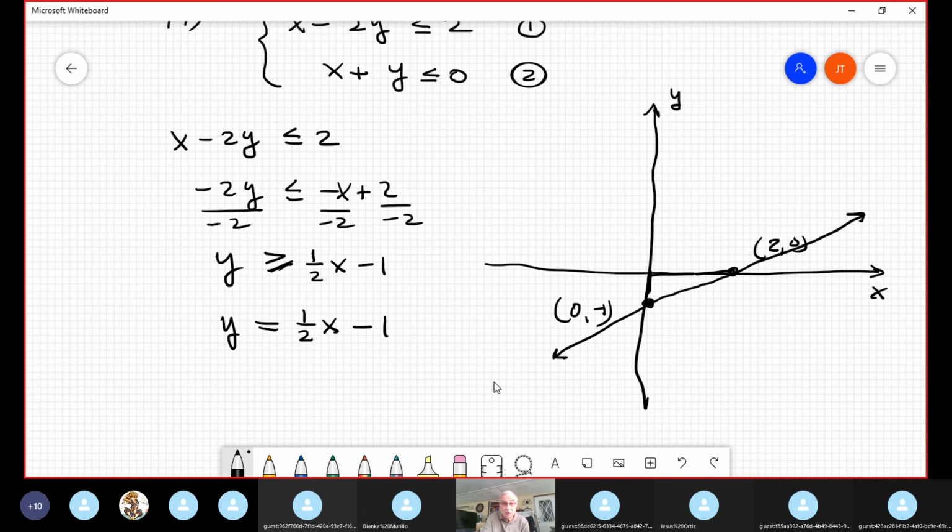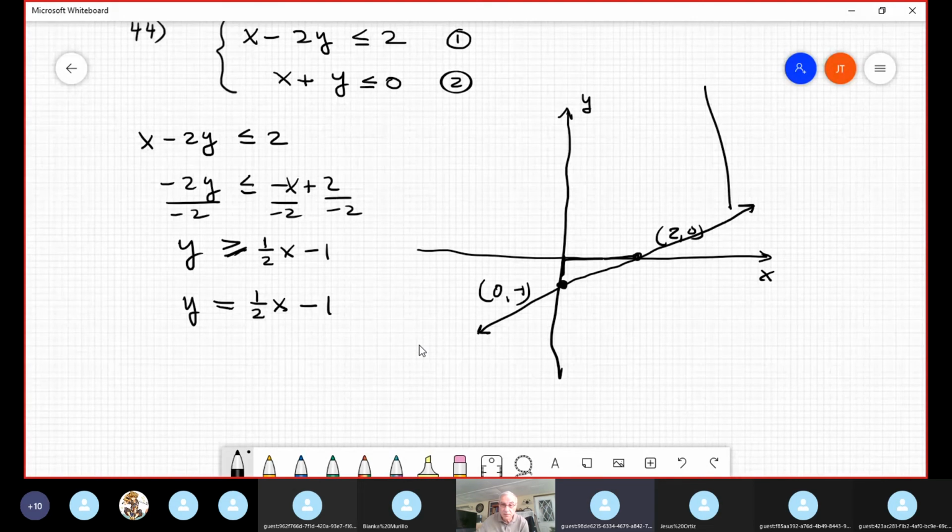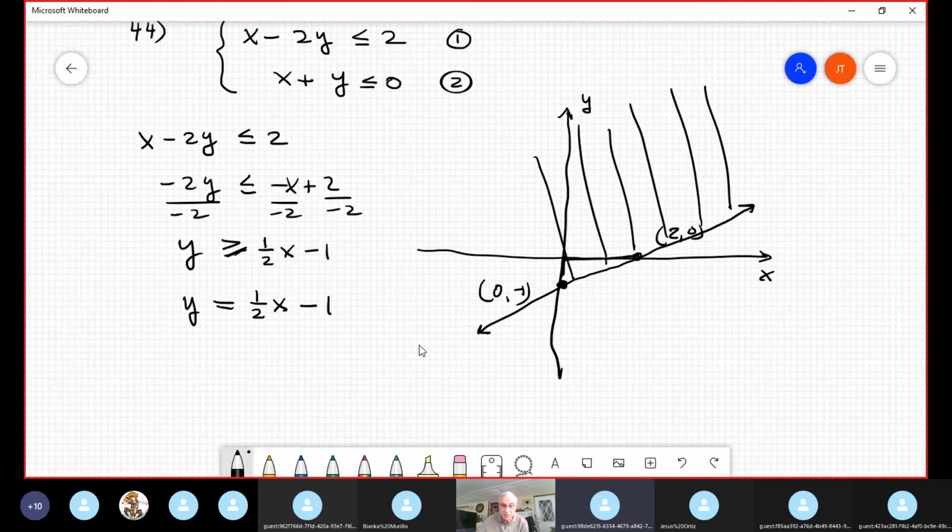I don't finish. Now I need to shade. What part do I shade? Below or above? Above. Very good. Yes, above. How do you know it's above? What is the clue that gives me the information it's above? The sign. What sign? Above is greater than. Exactly. That's it. End of the story.